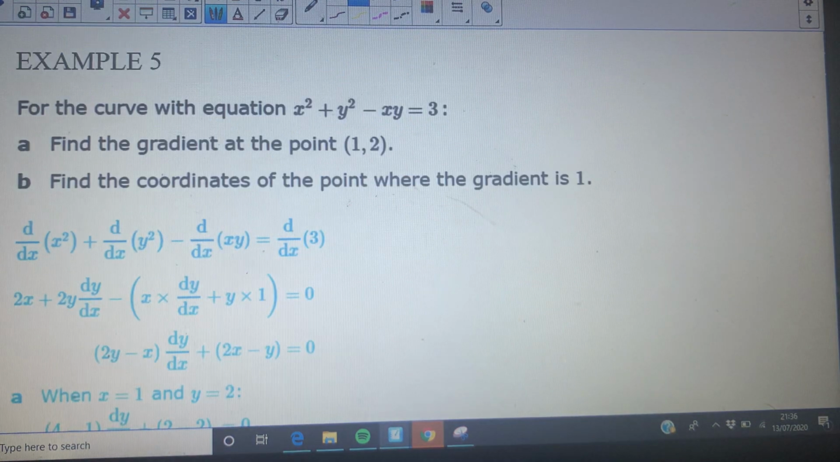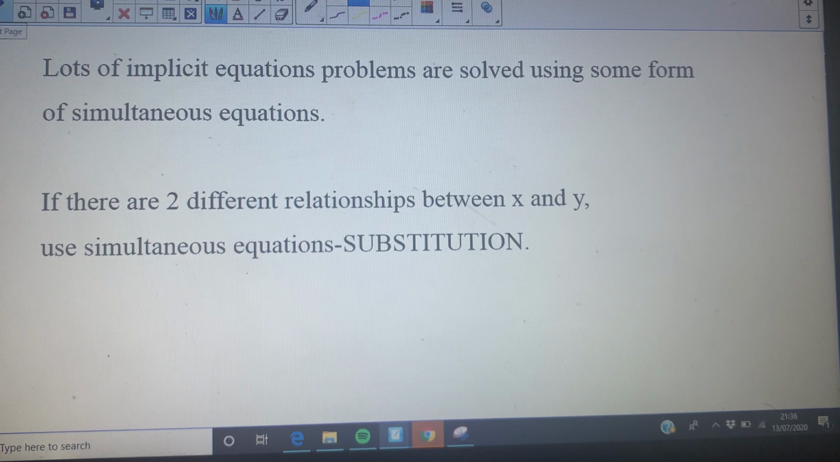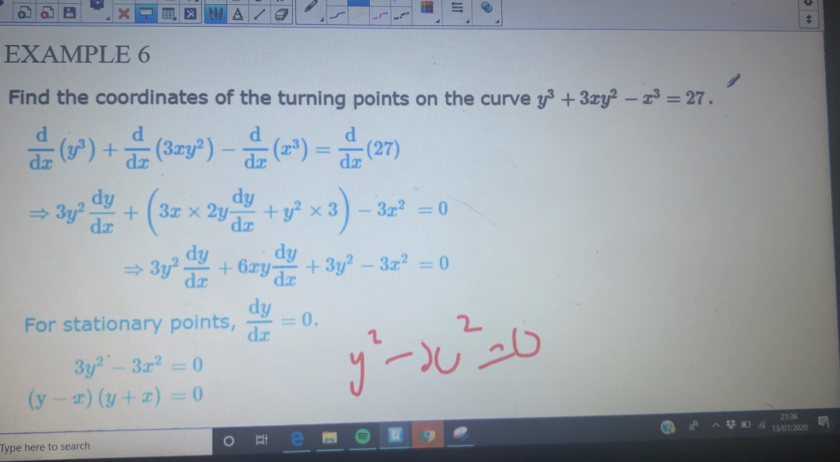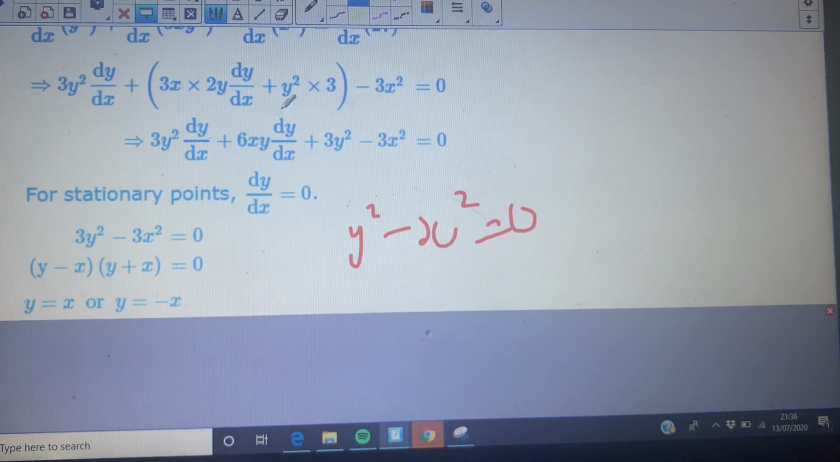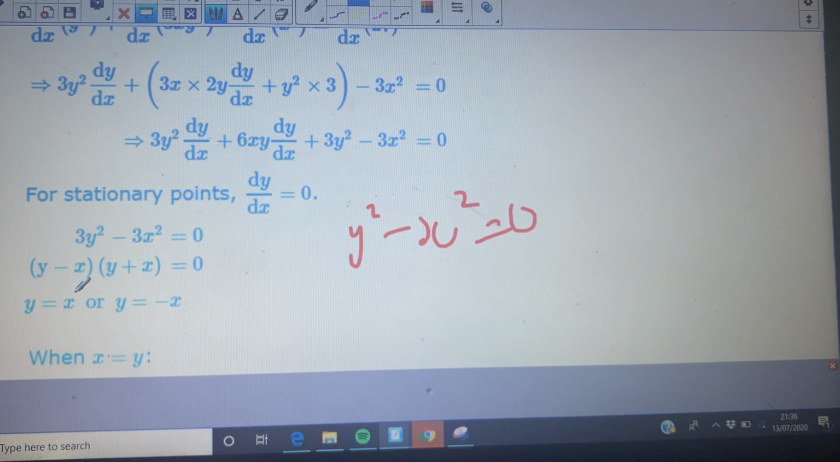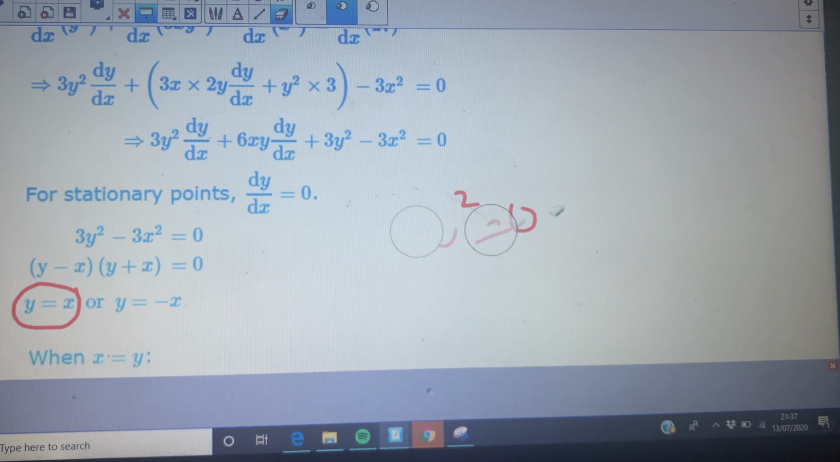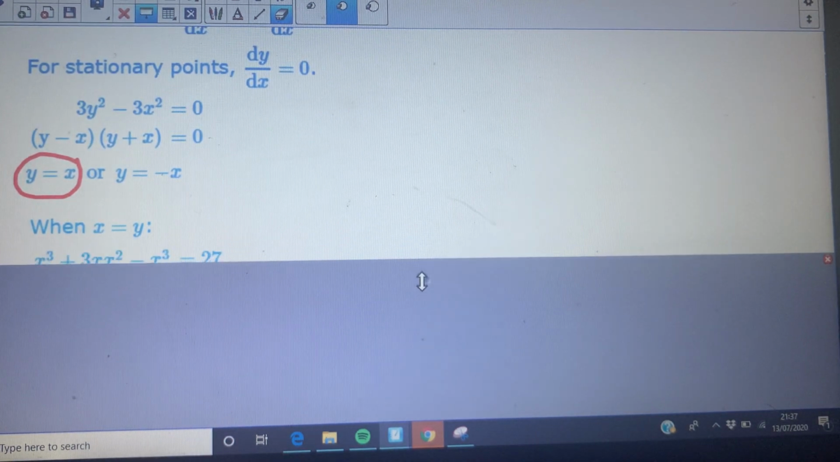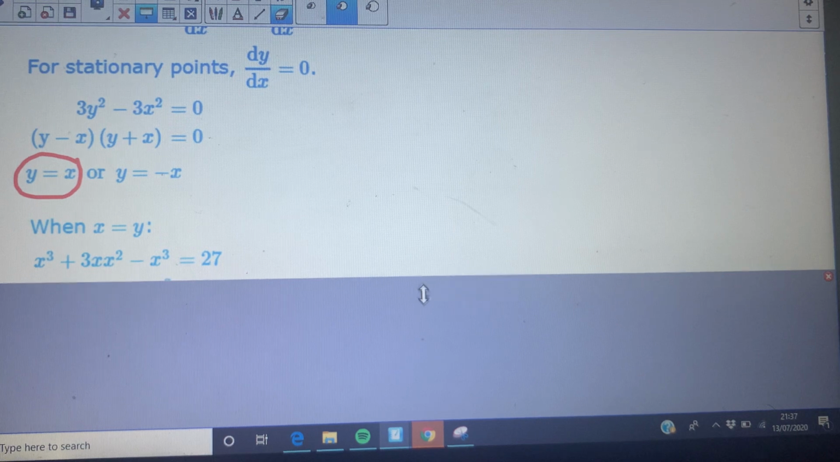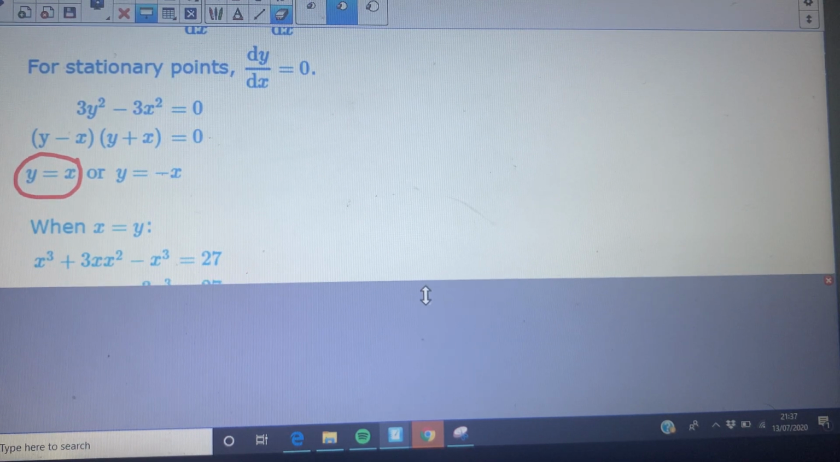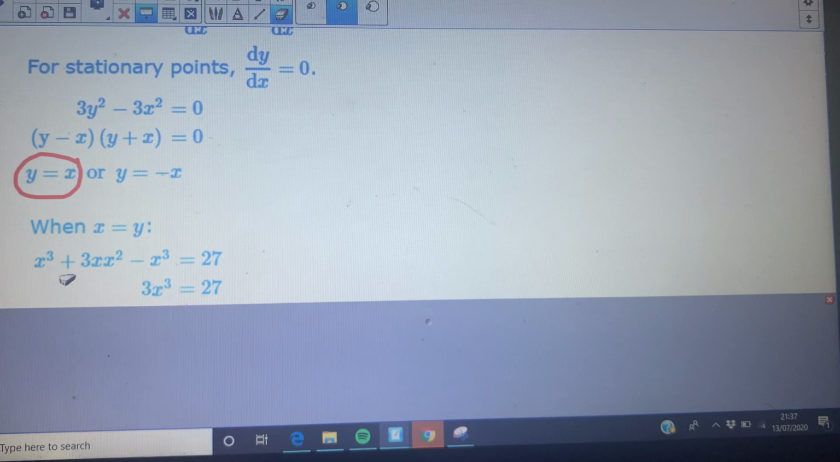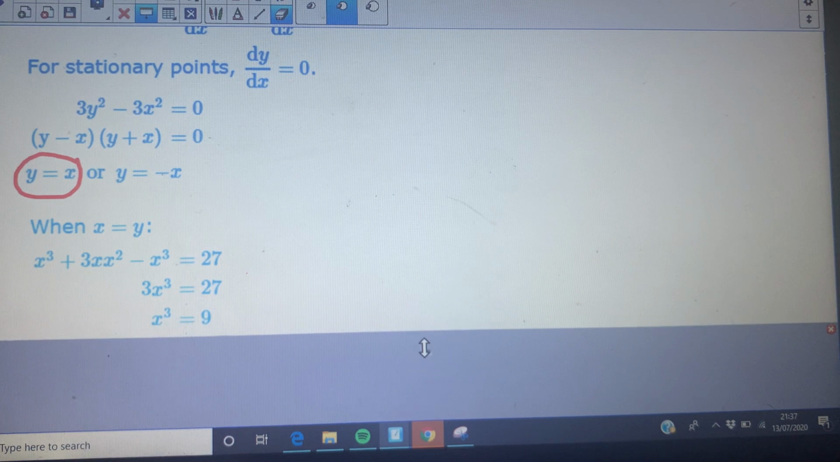Now remember, you've got this relationship connecting x and y, and now, unfortunately, another 2 relationships. Take each one separately. So let's consider this one first. When y equals x, substitute that into your original equation. So instead of y, write x. So you end up with x cubed plus 3x cubed minus x cubed. 3x cubed is 27. X cubed is 9.